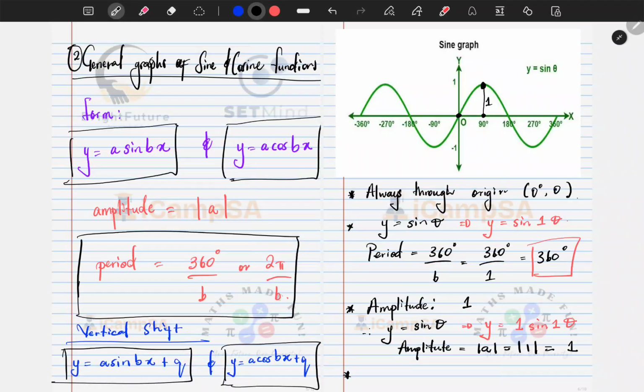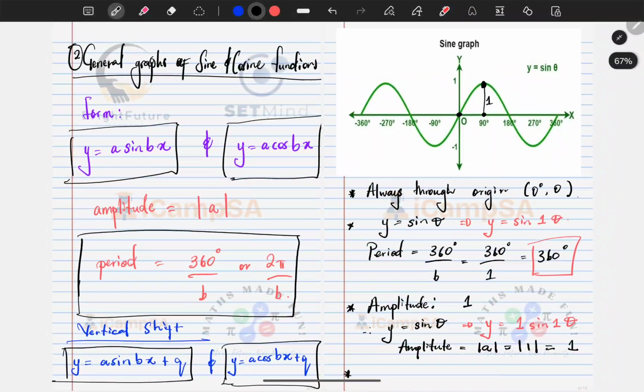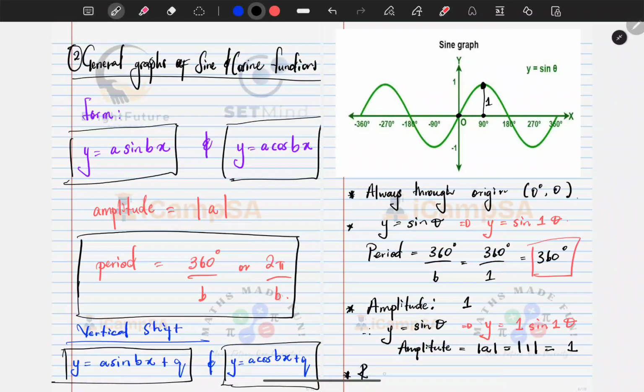And now the last thing that we are going to discuss is the range. The range is the values upon which our graph exists. So we are going to look at the maximum and the minimum y value. So it's -1 and 1. You can simply write it as -1 ≤ y ≤ 1.